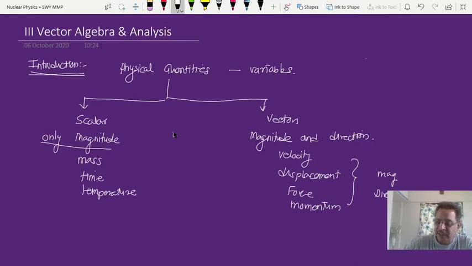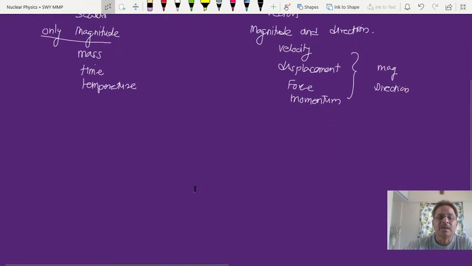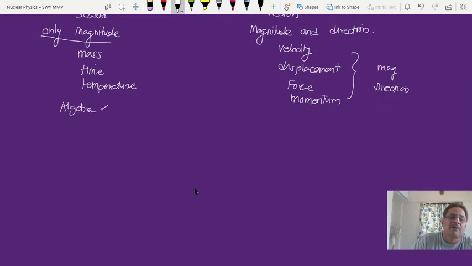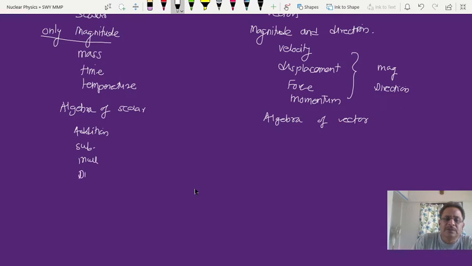Remember, now what is the basic difference? This difference we have understood. Apart from that, the mathematics of this, that means algebra of scalars and algebra of vectors, are different. If I go for simple addition, then subtraction, then multiplication and division, these are the four simple operations of scalars that are known to us. If I have two scalars, one is 5 and second is 3, I add 5 plus 3, that gives me 8. This is the same answer for all.